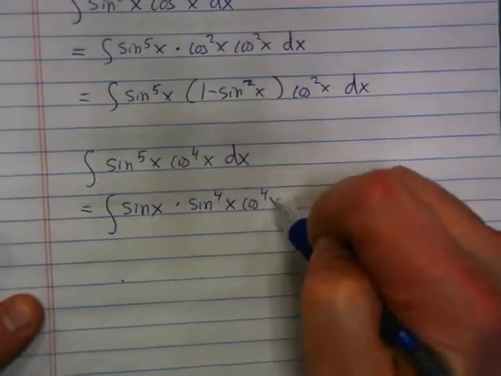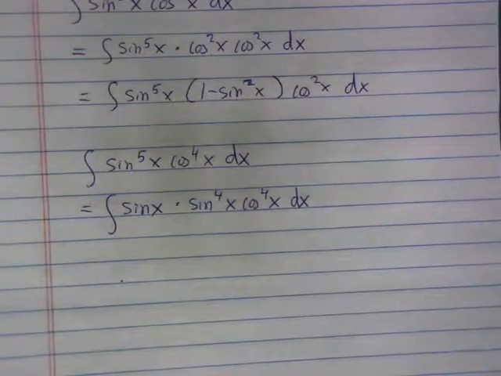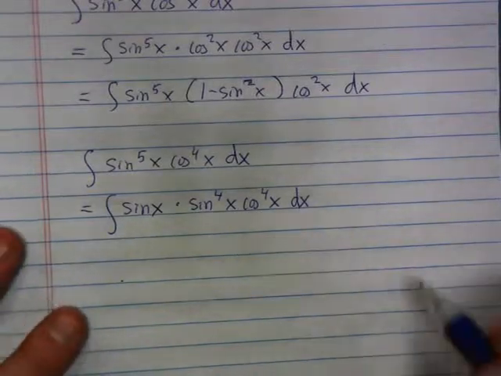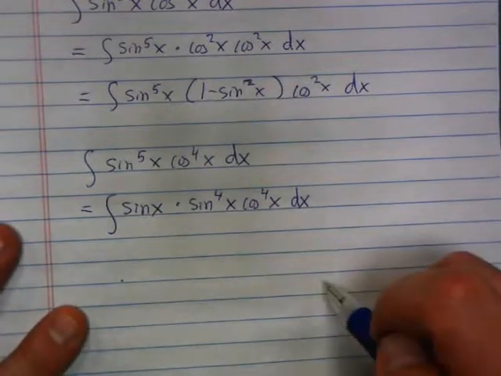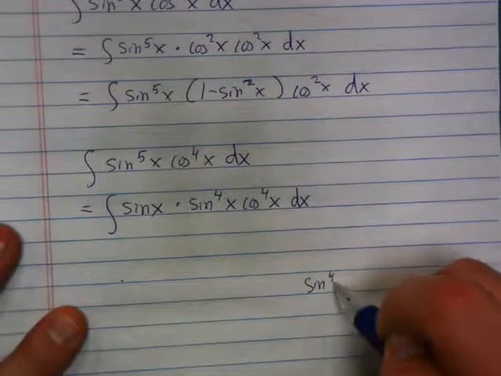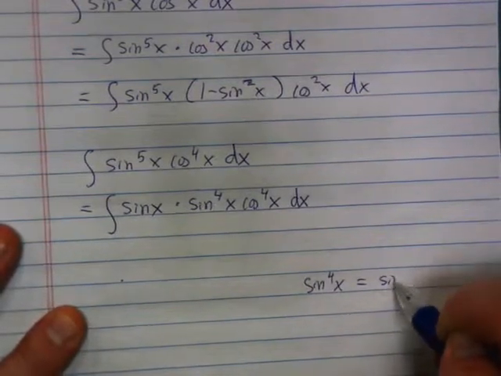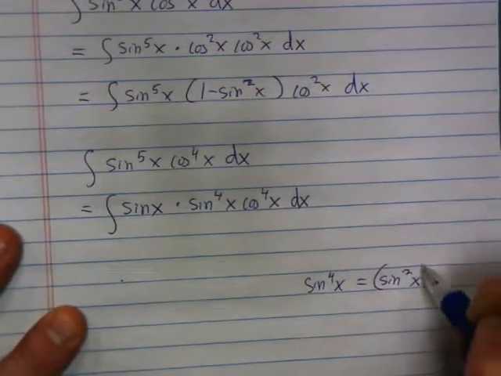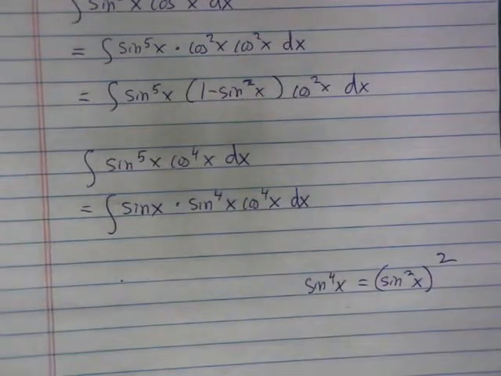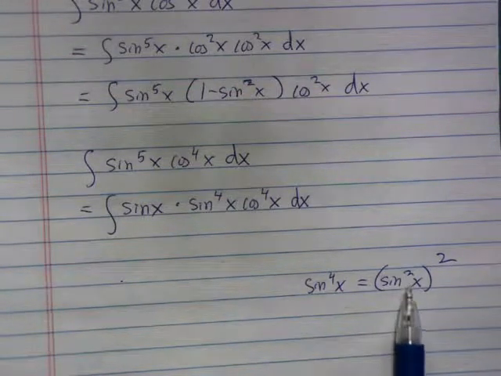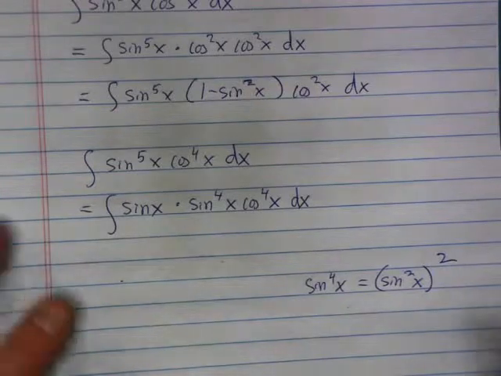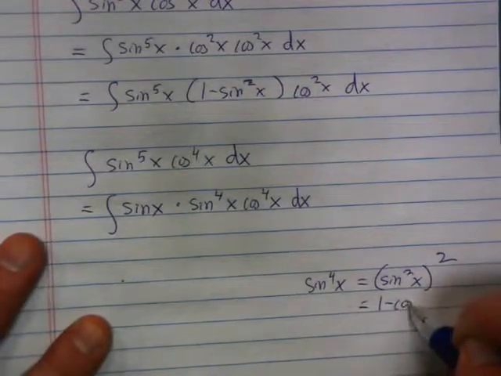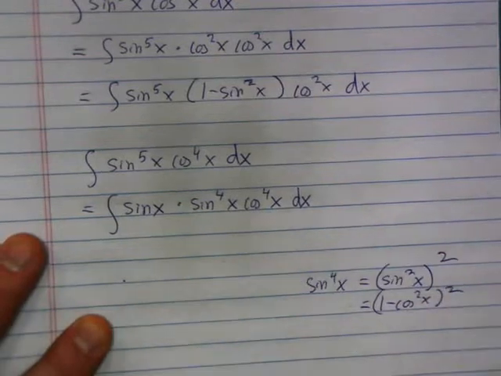Now, does that translate to sine squared x squared? Absolutely, and that's what you're going to do. You're going to come off to the side here a little bit, and you're going to realize that sine to the fourth x is sine squared x squared. Because when you have a power followed by another power, you multiply them. And then sine squared, you're going to write as 1 minus cosine squared. So this is 1 minus cosine squared x squared.